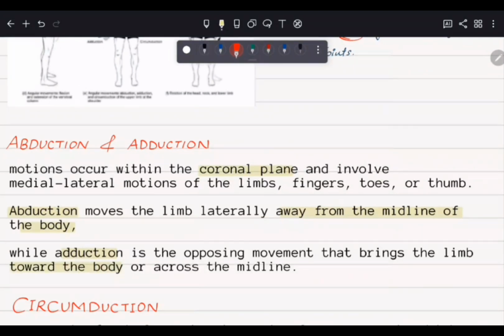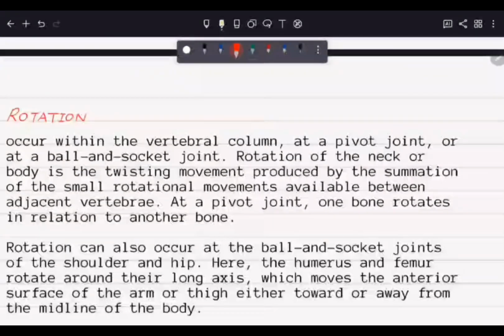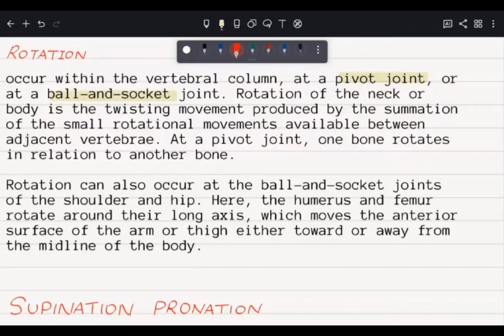So just take an example. Adduction is addition to your body, coming closer to the body. Abduction means minus, away from the body. Rotation occurs within the vertebral column, at a pivot joint or at a ball and socket joint. Rotation of the neck or body is a twisting movement produced by summation of small rotation movements available between the adjacent vertebrae. At a pivot joint, one bone rotates in relation to another bone. Rotation can also occur at ball and socket joints as discussed, that is, shoulder and hip.